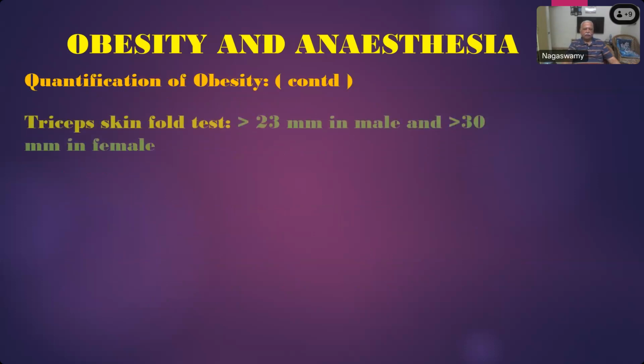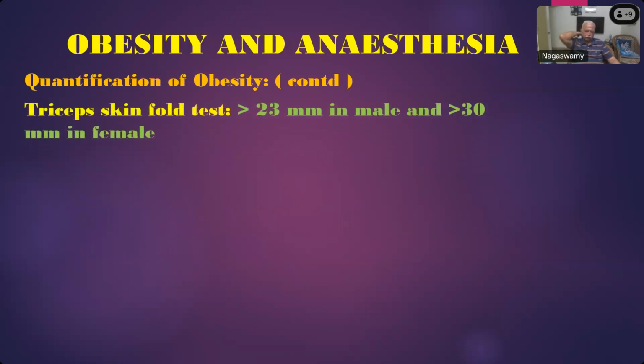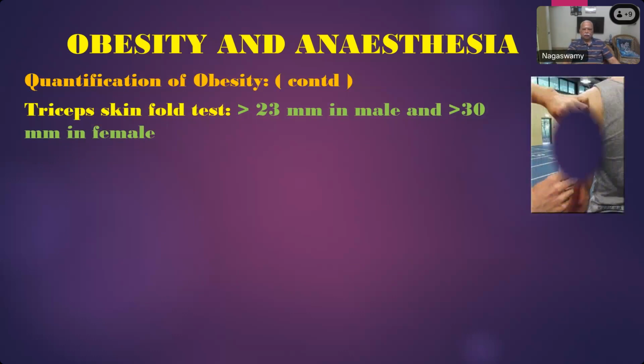Any idea? So, triceps skin fold. This is also another method of quantifying obesity. You can pinch the triceps, the back of the arm, and if it is more than 23 millimeters in males or more than 30 millimeters in females, that is also an indication of obesity. So this is how you do that measurement.